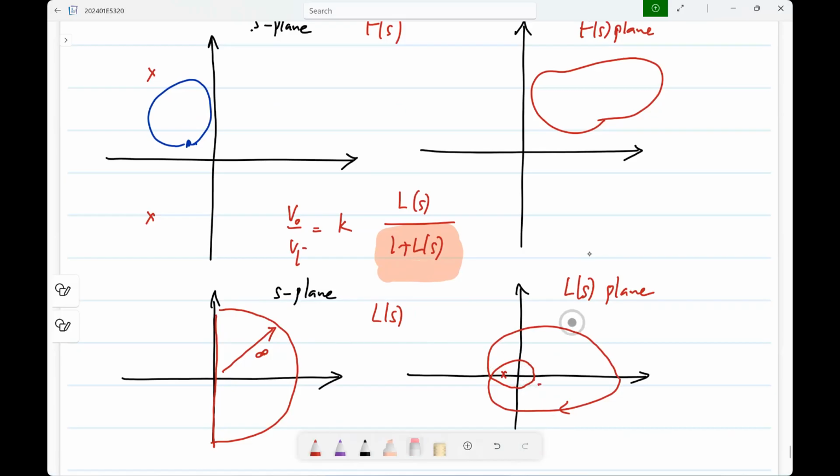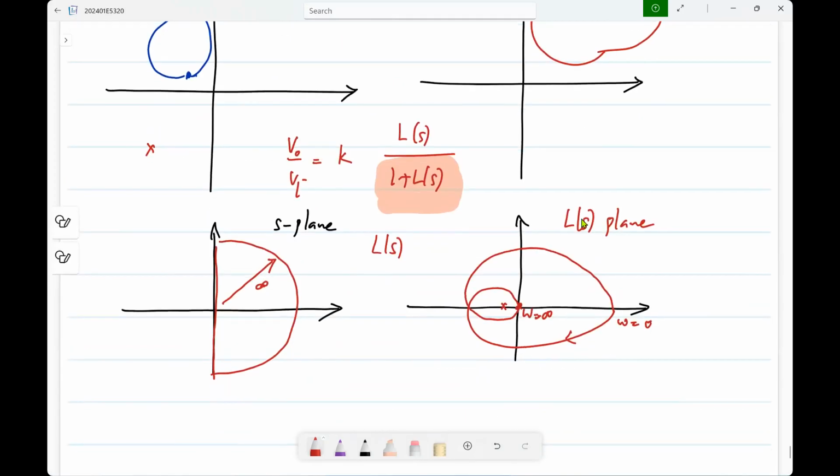So this is correct for the previous case when I had the 1 plus L of s. You start from omega equal to 0 and then go to omega equal to infinity, and along the way, if you encircle this minus 1, 0, that means there are roots of 1 plus L of s in the right half plane. So this is what you try to avoid. Again, I won't go into the details of this.